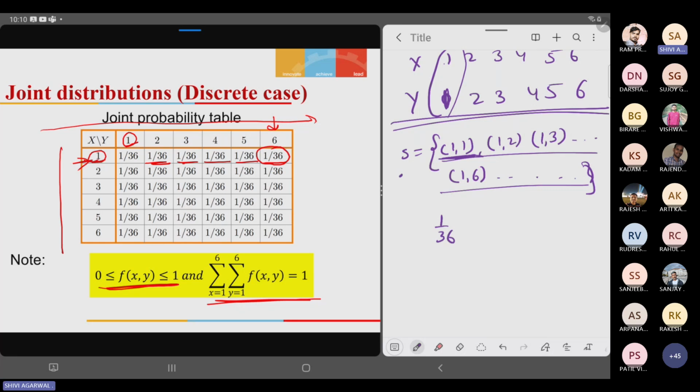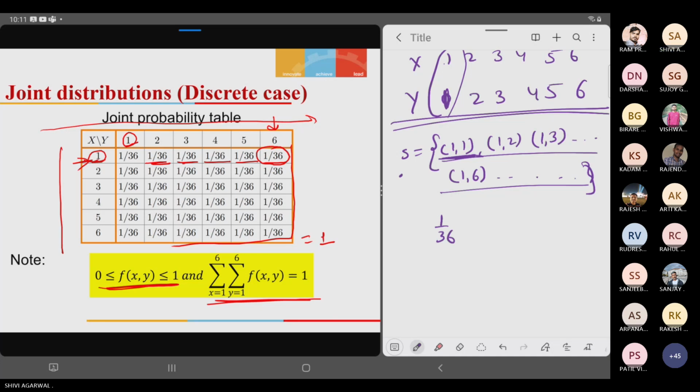Okay, so we have a random variable for x and a random variable for y. So we are doing these things, and each becomes 1 by 36. You can see these are 36 values of 1 by 36, so their summation should be equal to 1, and all are greater than or equal to 0 and between 0 and 1. So that means it is a joint density table.